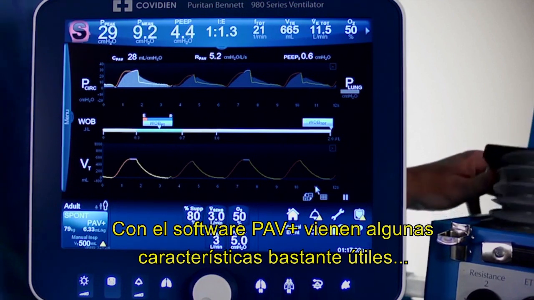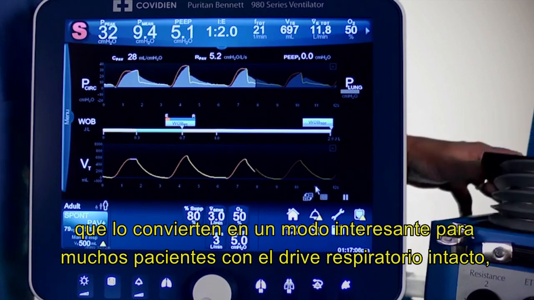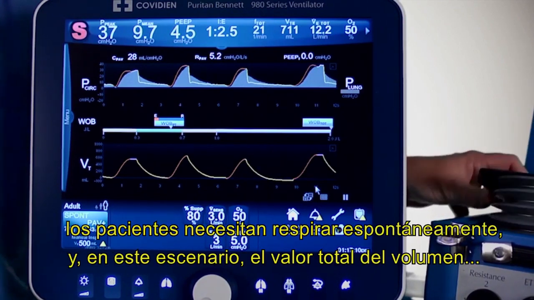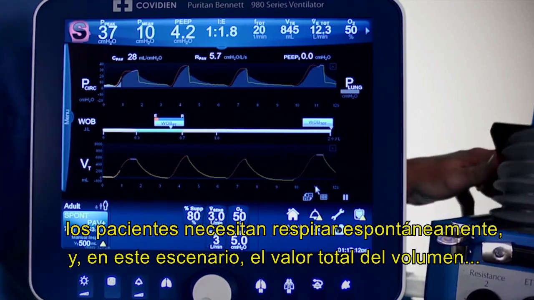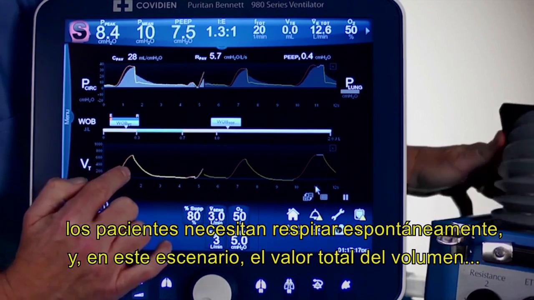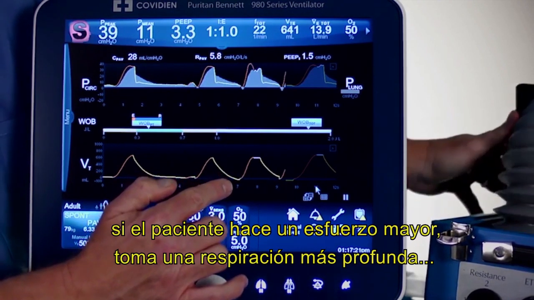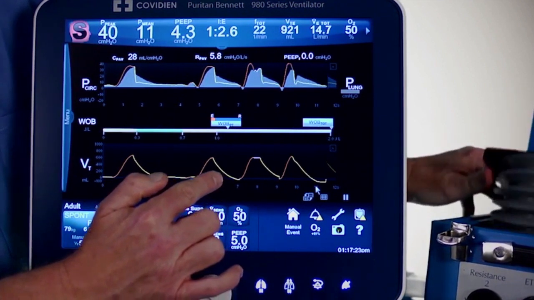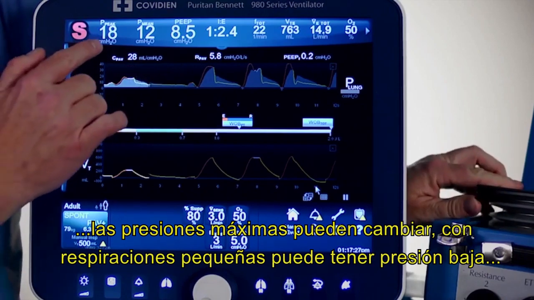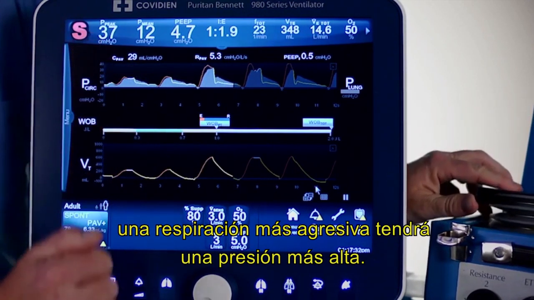So with the PAV Plus software, there are some really nice features that make it an interesting mode for many patients who have intact respiratory drives. Patients need to be breathing spontaneously. And basically, in this kind of scenario, we'll notice that right now I have the total volume on the bottom. If the patient makes a larger effort, takes a deeper breath, we'll find that peak pressures can change. So with small breaths, you may have a low pressure. A more aggressive breath, you'll have a higher pressure.